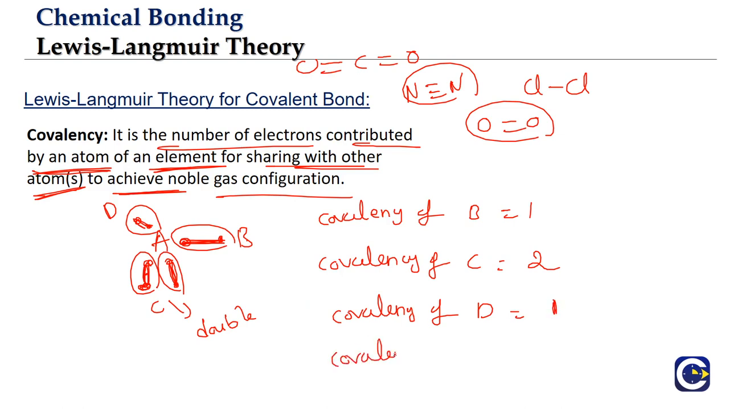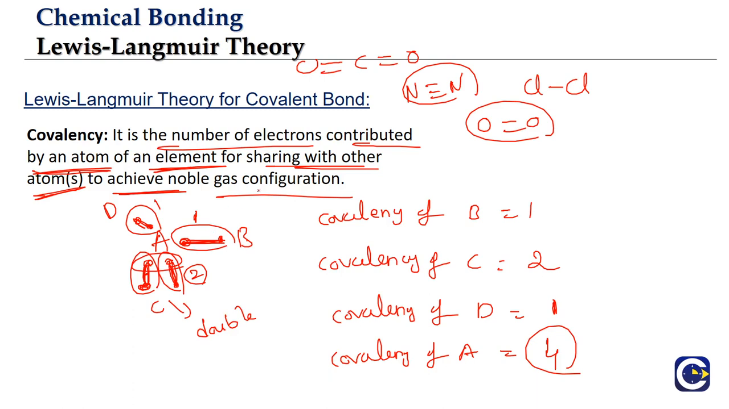Now we come to the covalency of A. What will be the covalency of A? It is giving 1 electron for sharing with B, 2 electrons for sharing with C, and 1 electron for sharing with D. Essentially it is forming a single bond with B, a double bond with C, and a single bond with D. What is the total number of bonds formed by A? It is 4. How does it come as 4? Here we have a single bond, here a double bond, and double bond means we count it as 2, and here a single bond. Totally the covalency of A is 4.